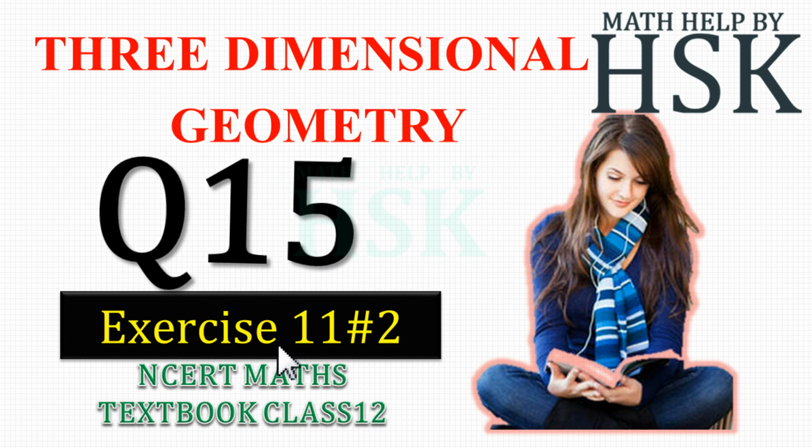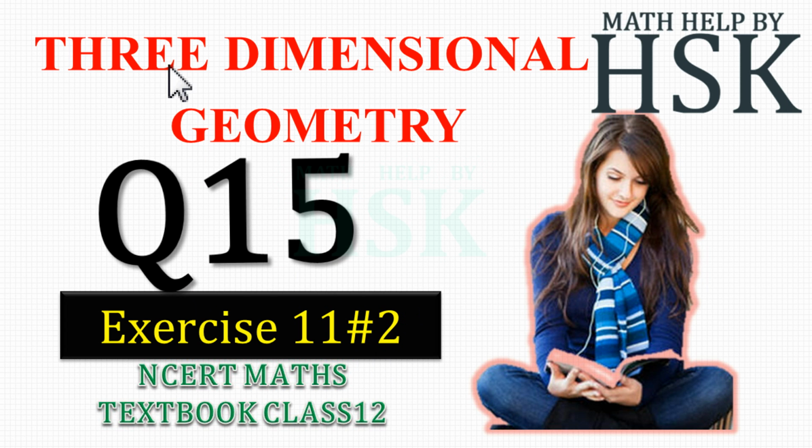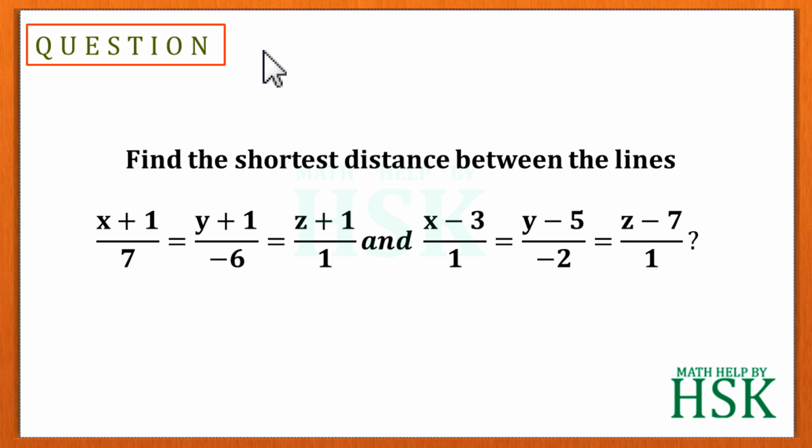Taking question number 15 of exercise 11.2 of three-dimensional geometry. The question is, find the shortest distance between the lines, and the lines given are (x+1)/7 = (y+1)/(-6) = (z+1)/1 and (x-3)/1 = (y-5)/(-2) = (z-7)/1.